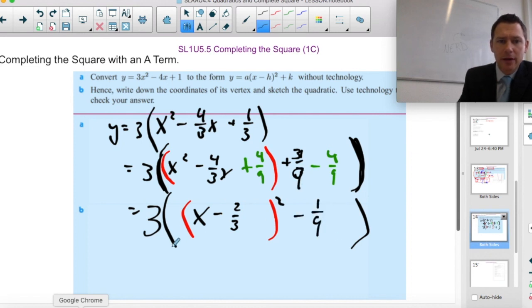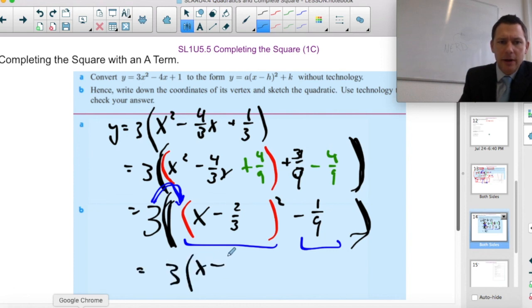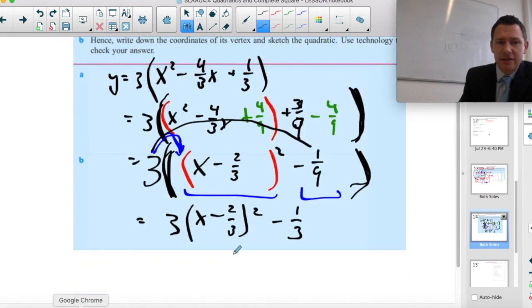That's really good, but I don't want these big parentheses. So we can redistribute the 3 in front of that, because this is this chunk plus this chunk. So distribute it into here, and you get 3 times your x minus 2/3 squared. And 3 times 1/9 is 3/9, which is 1/3. So now it's sitting in vertex form, even with the A term.